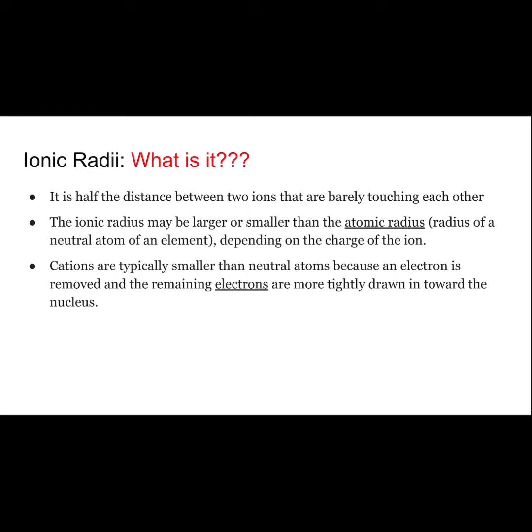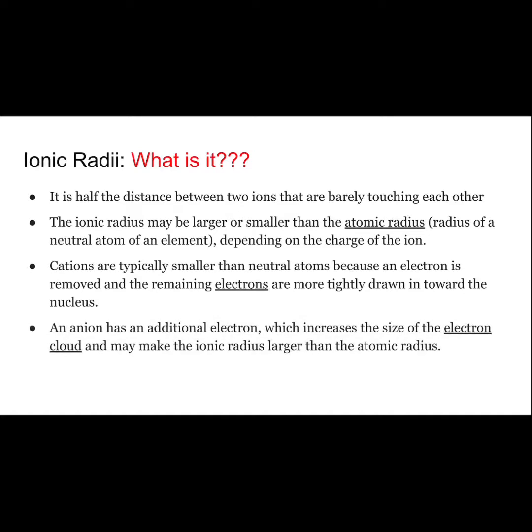Cations, which are usually your metals, are typically smaller than neutral atoms because an electron is removed. The remaining electrons are more tightly drawn in towards the nucleus. An anion has an additional electron, so that increases the size of that electron cloud or that energy level, and it makes the ionic radius larger than the atomic radius.